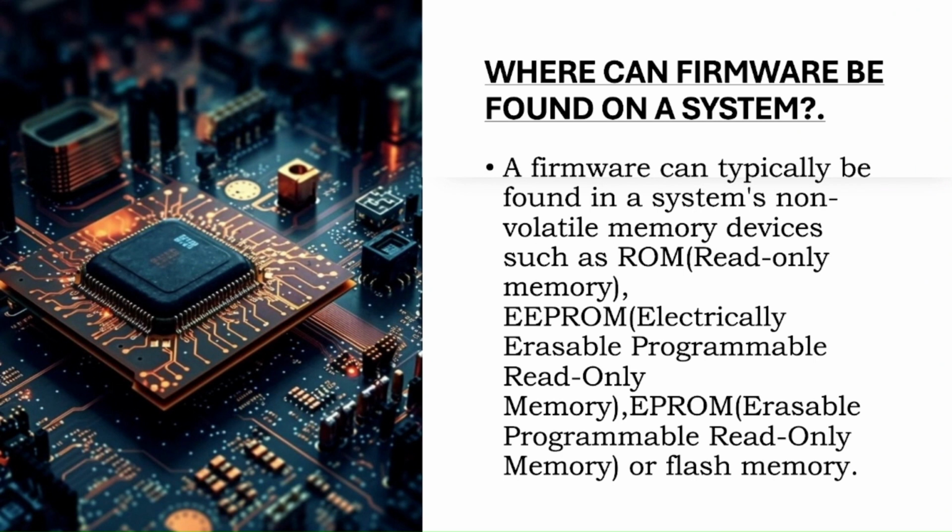Where can firmware be found on a system? Firmware can typically be found in a system's non-volatile memory devices such as ROM, EEPROM, or flash memory. These types of memory retain the firmware code even when the device is powered off. In personal computers, firmware is often located in the BIOS, that's the basic input-output system, which is stored on a chip on the motherboard.